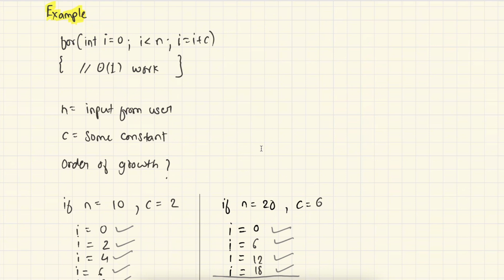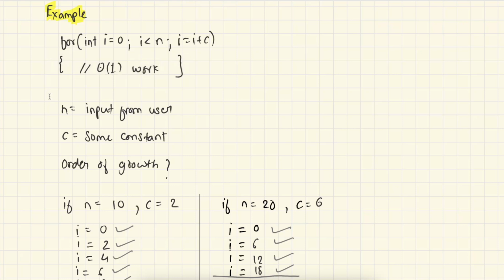So I have added a little bit more complexity to this for loop. Now in this example our for loop is running from 0 to n. We initialize a variable i equal to 0, and in each iteration we are going to increase i by c, and we are running this loop till i less than n, and inside this loop we are doing some constant operation. It means theta 1 operation.